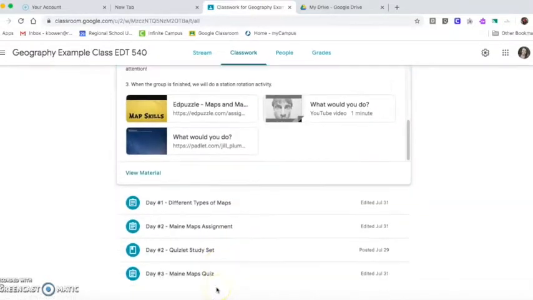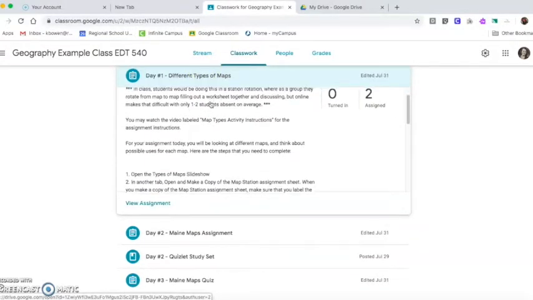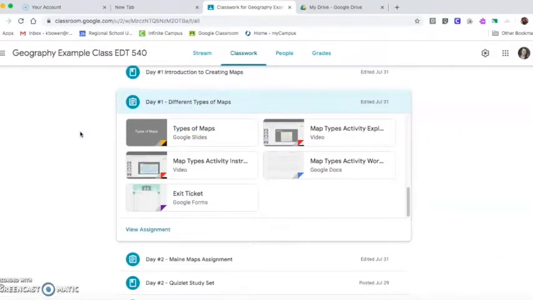And then the second part of day 1 is the different types of maps. And so in the actual class that I'd be teaching, this would be a rotation activity with groups of 3 to 4 students per group, and they would be moving around the classroom looking at different types of maps or looking at different slides of the slideshow. And so for this one, I would give them a printed out copy of the maps type activity worksheet. They would fill it out and then they'd put it in their folder to be graded with the unit.